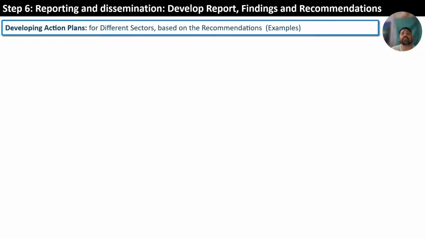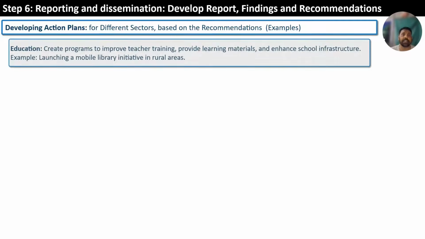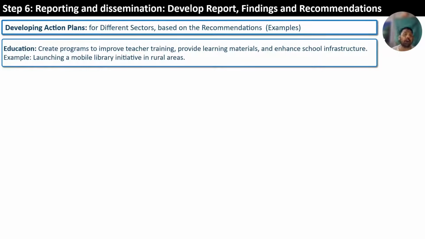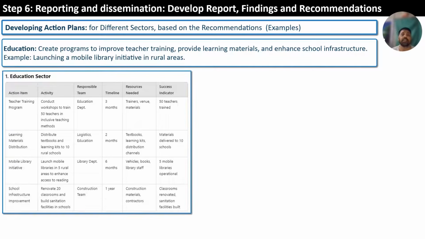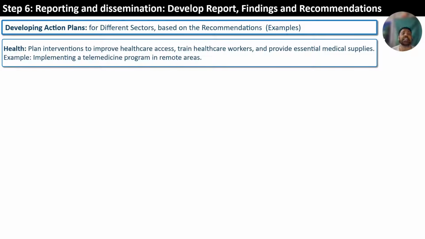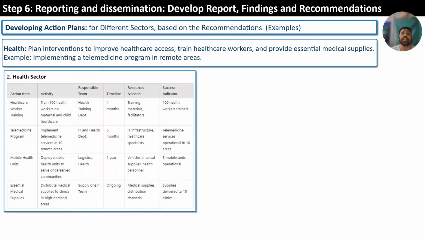Here are some examples related to developing action plans based on the areas identified in the recommendation. For example, for the education sector, our action plan could be to create programs to improve teacher training, provide learning materials, and enhance school infrastructure. Similarly, in the health sector, plan interventions to improve healthcare access, train healthcare workers, and provide essential medical supplies.